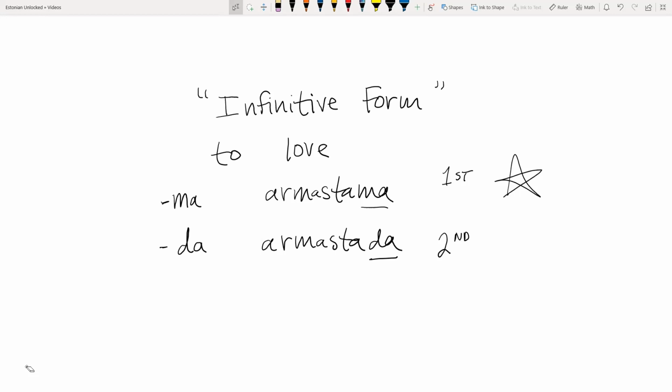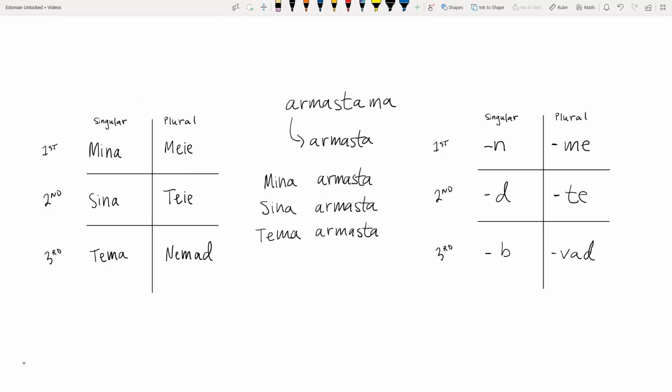When we're conjugating, the one that we want to focus on, the one that's important to us, is the ma infinitive. Now on the left here, we have our Estonian pronouns. If you do not have these memorized or you don't know about these, go check out our video about Estonian pronouns and really get these down before moving on. On the right, we have a similar table with a variety of endings that correspond with these pronouns. So let's talk about how to use this.